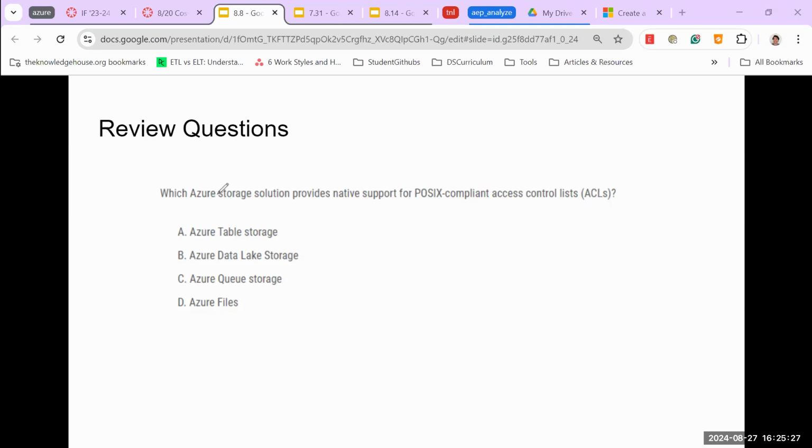Next question, which Azure storage solution provides native support for POSIX compliant access control lists? Is it A, table storage, B, data lake storage, C, queue storage, or D, files? All right, so this one's a little tough, but I'm just going to remind you that ACLs, access control lists, are strictly made for folders on your computer if you have a Linux system.